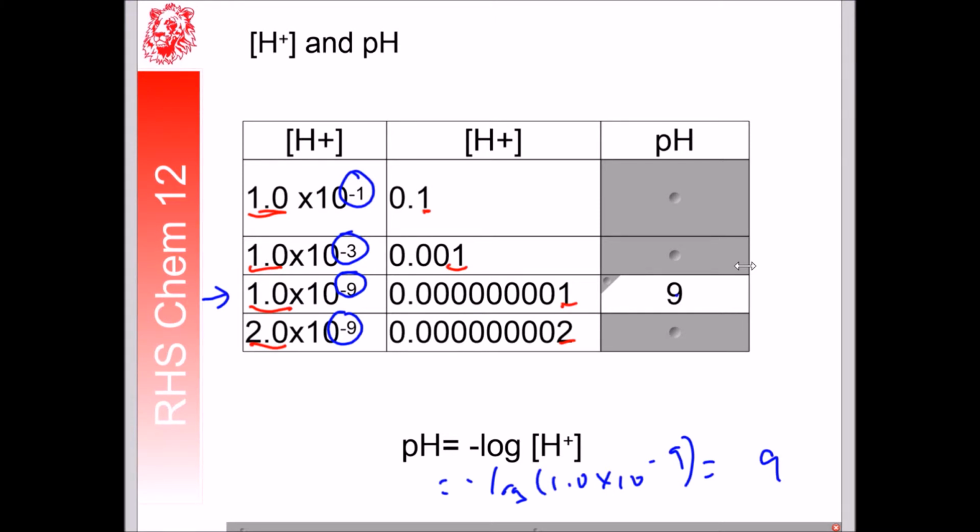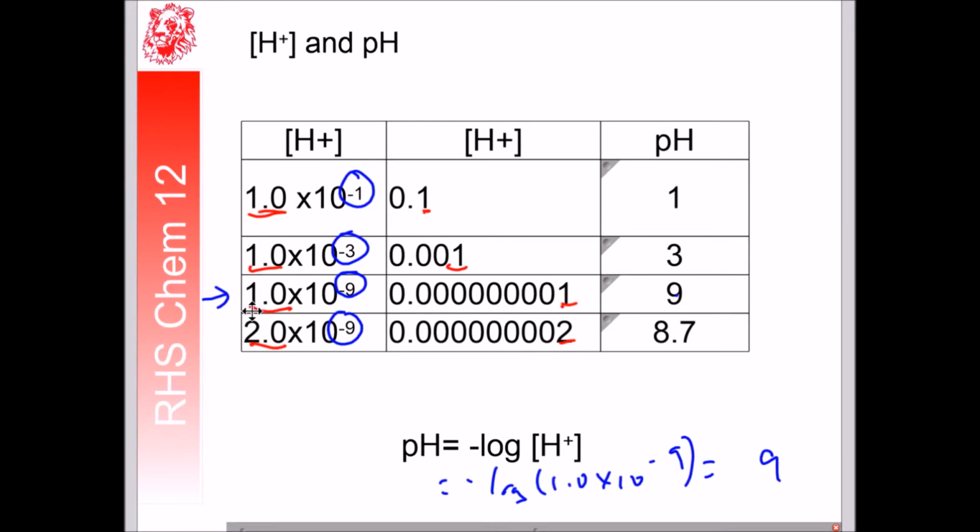If we do that for all the other ones, we're going to have this number right here. The power of that is going to be 1, and then if we get rid of the negative sign to match that negative sign there, then we end up with a pH of 1. And likewise 3, and then 9. Now this is twice as concentrated, but the power isn't going to change. So it's going to be a little closer to 10 times 10 to the negative 8 than it is 10 times 10 to the negative 9. So it changes ever so slightly because of that number right there.